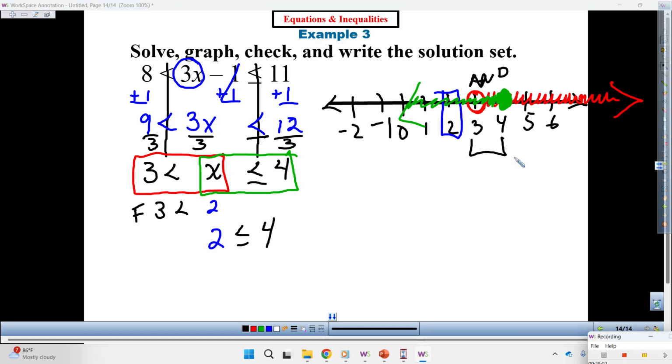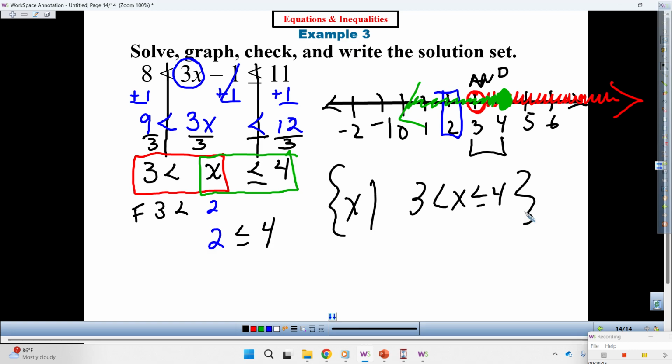So which one is not included? Three. And everything in between all the way to 4, yes. Okay, so our solution set of x such that 3 less than x less than or equal to 4, close bracket. Any arguments with this so far? Okay? Send me your notes, please.